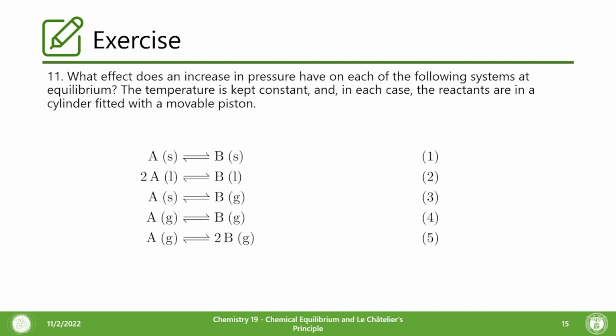Okay? So here's just an exercise. What effect does an increase in pressure have on each of the following systems at equilibrium? The temperature is kept constant in this case, and the reactants are in a cylinder fitted with a movable piston. So we just increase the pressure in all of these situations. So our first reaction has no gas. Okay. But let's remember here, before we start answering, we increase the pressure, therefore we favor fewer moles of gas.